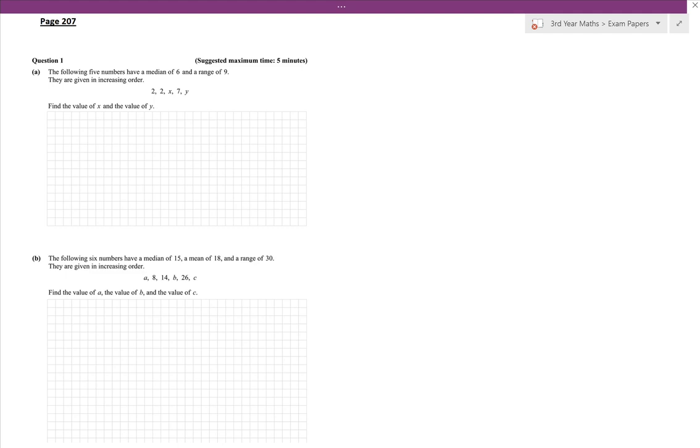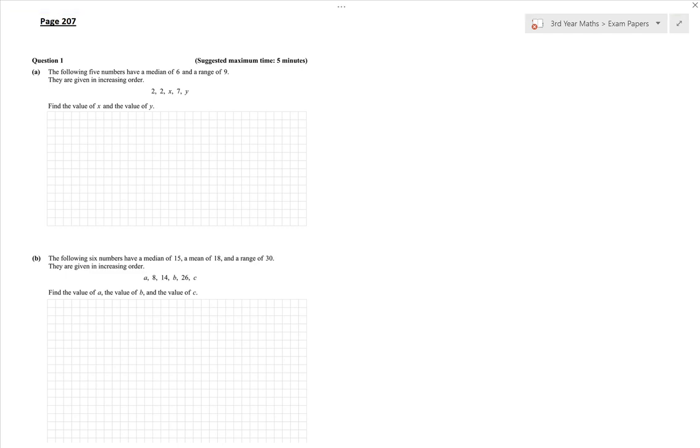Okay, so the questions we usually are asked here are either mean, median, or mode. The median value we know is the middle value. So if we look here, low, high, low, high, the middle value is x, and we were told that the median is 6. So straight away we can say x is 6. So now if we write out our data again, 2, 2, 6, 7, y.